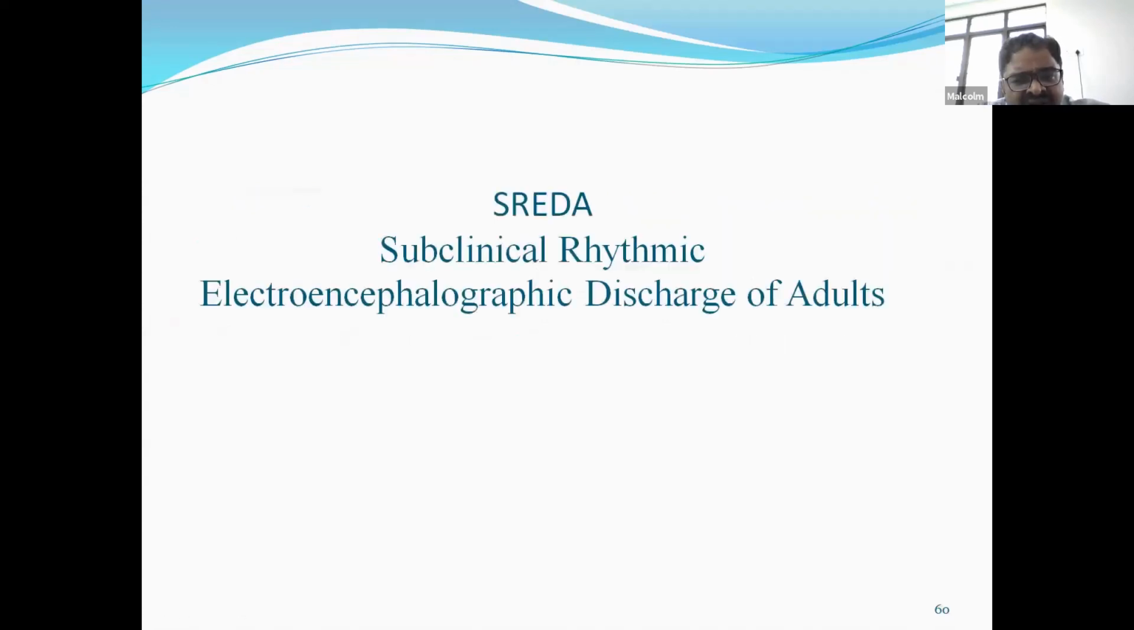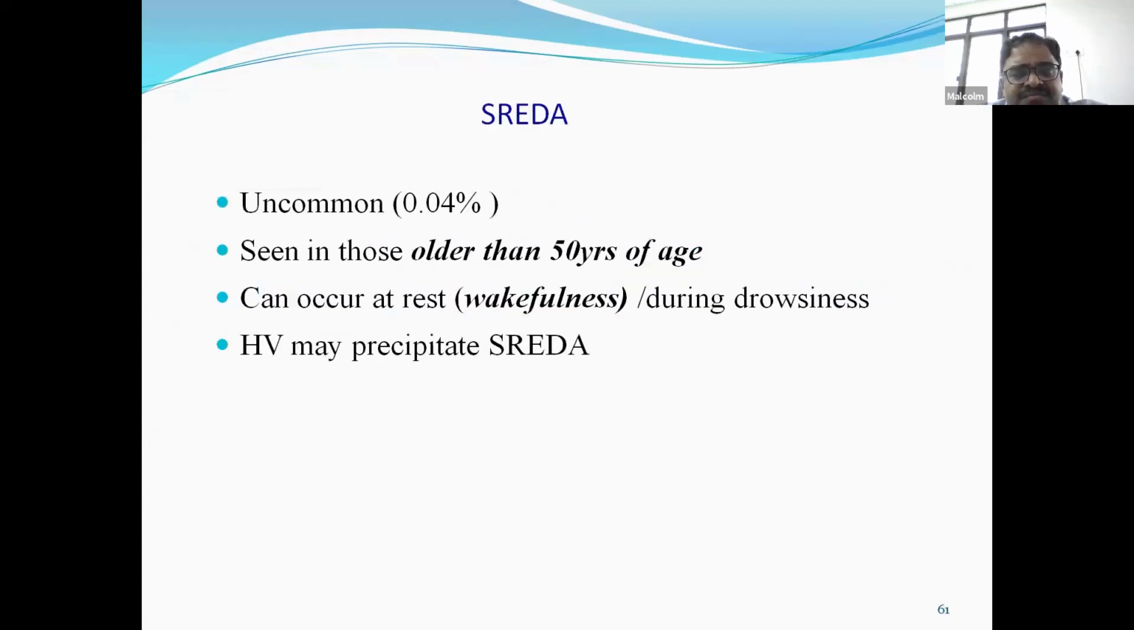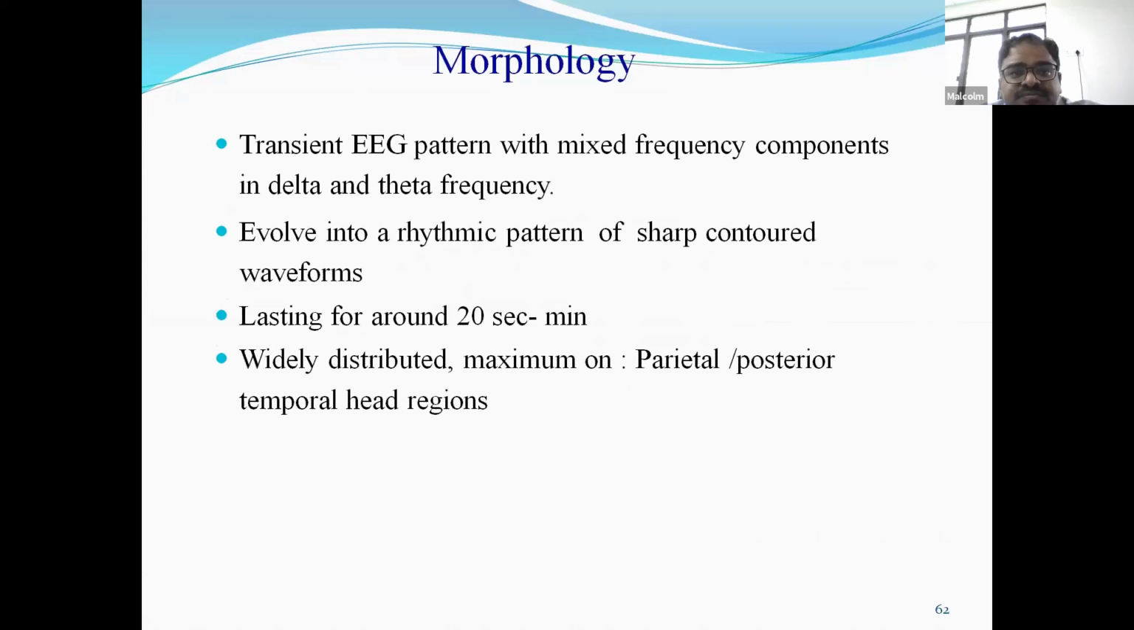The next, or the last one that I would like to talk about, which is quite uncommon, is the subclinical rhythmic electroencephalographic discharge of adults. It is uncommon. It is seen in older people, more than 40, 50 years of age, can occur at rest and during drowsiness, and hyperventilation may sometimes precipitate SREDA. SREDA is a transient EEG pattern with mixed frequency components in delta and theta frequency. It evolves into a rhythmic pattern of sharp contoured waves, lasting around 20 seconds to a minute.